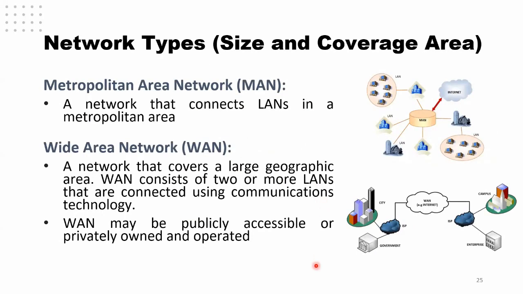And then you have a metropolitan area network, a network that connects several local area networks together in one metropolitan area, in one city or one district. Likewise, you connect together all the offices and universities in one district. We call that a metropolitan area network. And then a larger network is a wide area network, a network that covers a large geographic area. So it has several LAN connections connected all around the world, where it is mostly publicly accessible.